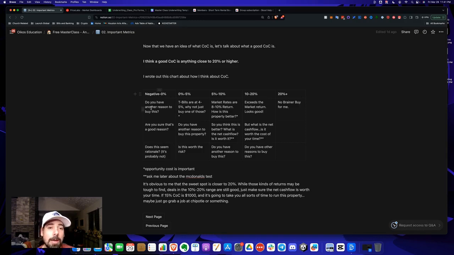With the rates where they are, it's the safest investment you're ever going to find. So why would you risk it to put it into a property that's going to require substantial work? It's going to require some additional risk and some other things out of pocket. It really comes down to, do you have another reason to buy this property? Is it worth the risk to you?